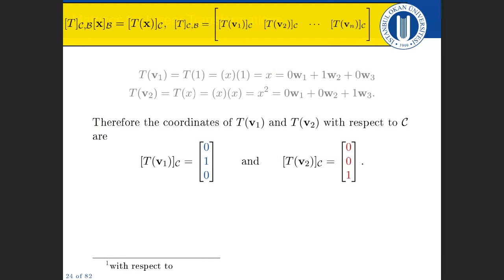Let me say that again. For T of V1, we have 0, 1, 0, so the coordinates are 0, 1, 0. And for T of V2, we have 0, 0, 1, so the coordinates of T of V2 are 0, 0, 1.